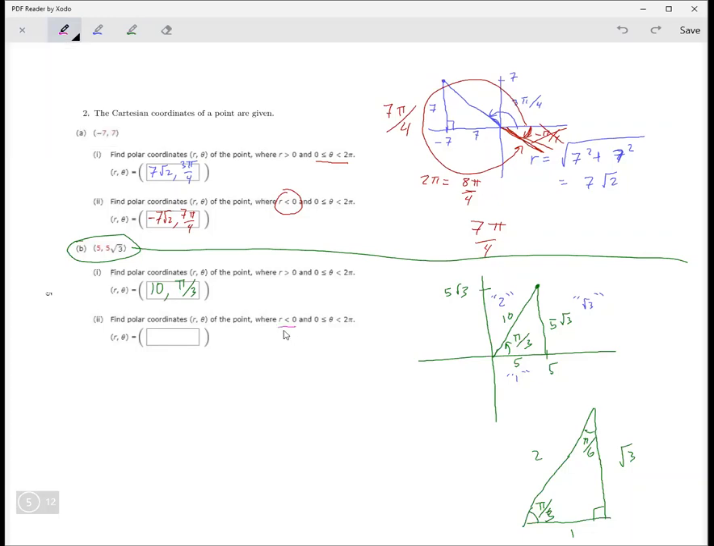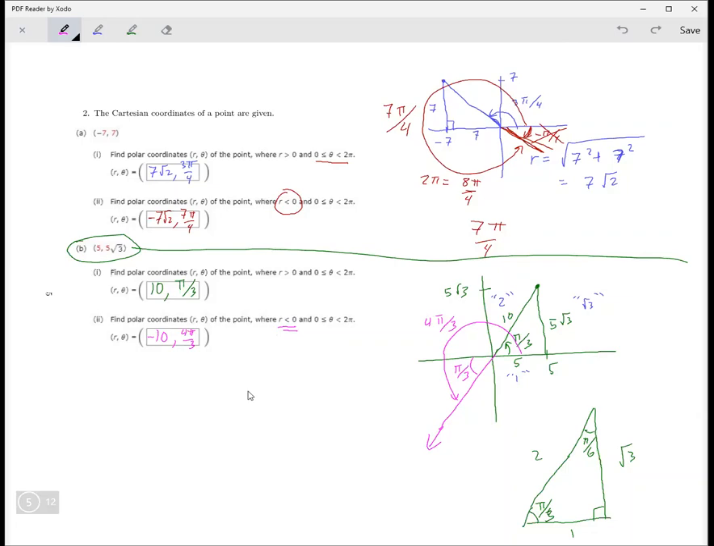And then here you want r to be negative, and so then you have to choose this angle right here. And again, this will also be pi over 3. So this angle here will be pi plus pi over 3, which is 4 pi over 3. And negative 10, because instead of going out the positive way, you're going backwards because it's negative, because they want r to be negative.